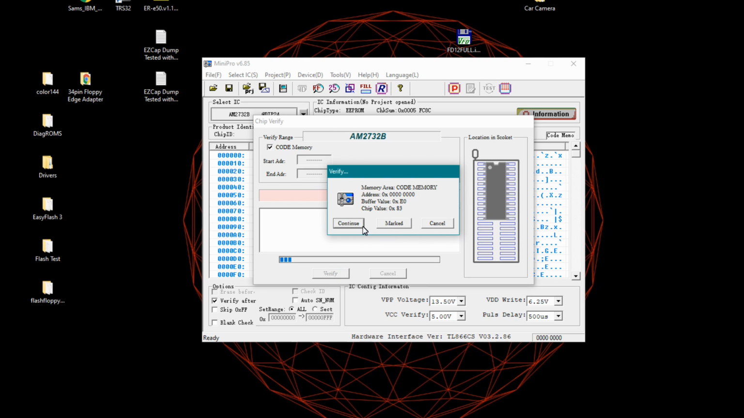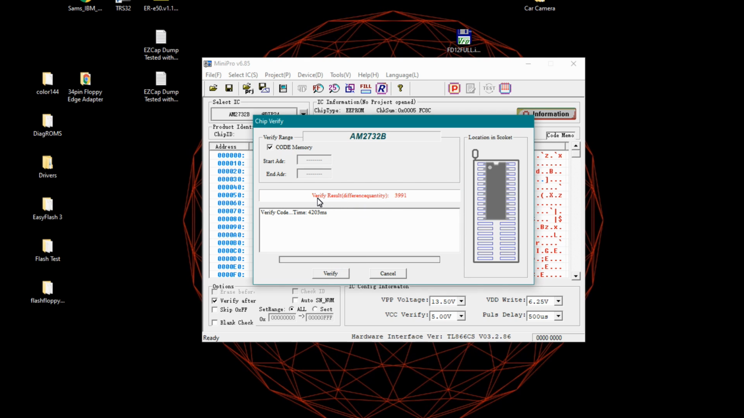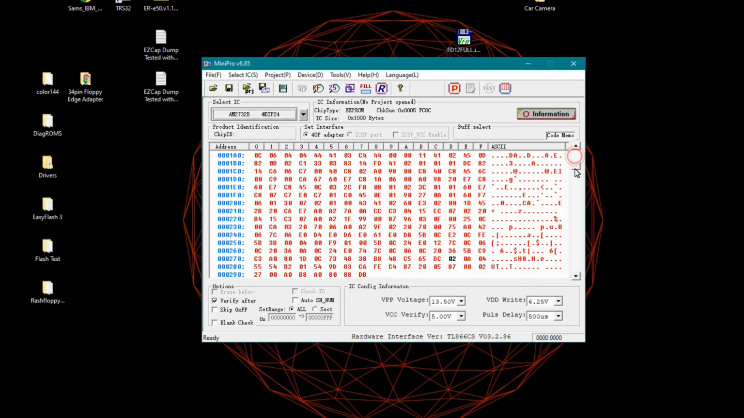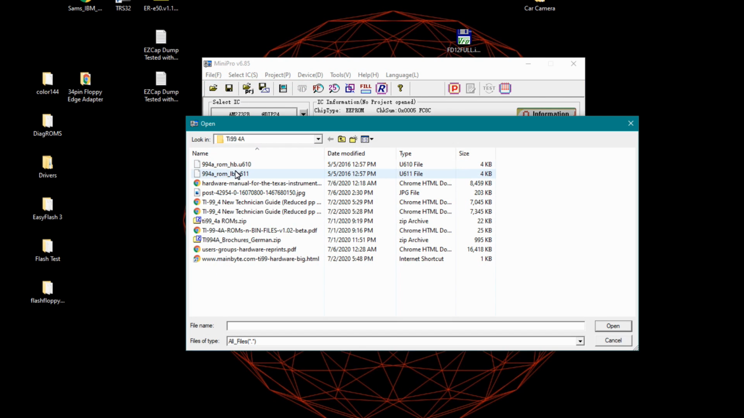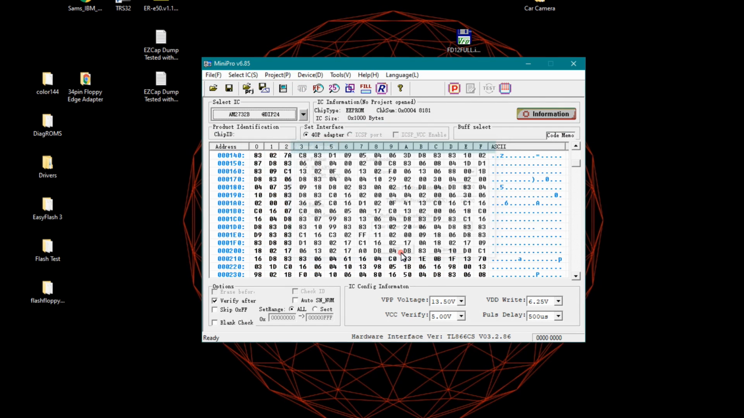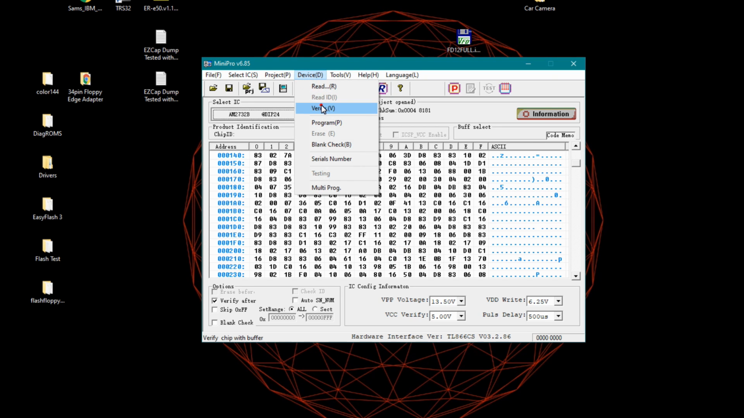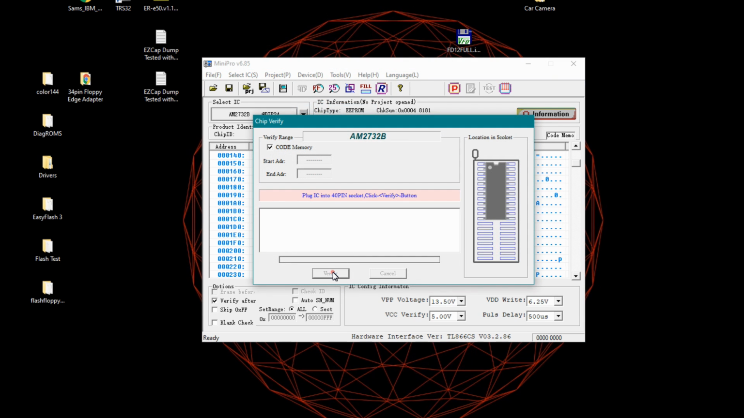It says there's a value, and you can mark it. Well, anyways, verify failed 3991. I assume that means those are all bytes that failed. In fact, oh yes, it puts them in red if there's a difference. So let's open the other file, which I think was 610, and we'll hit verify, see what happens. Look at that, it verified.